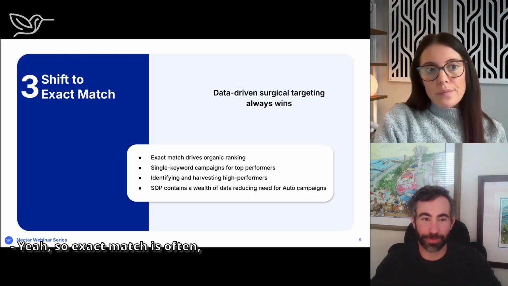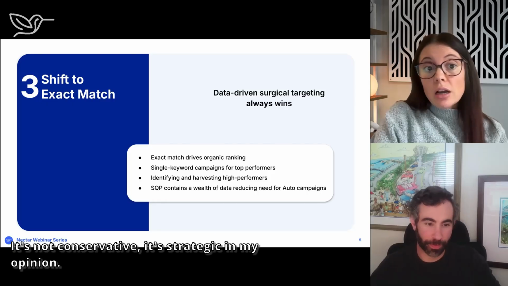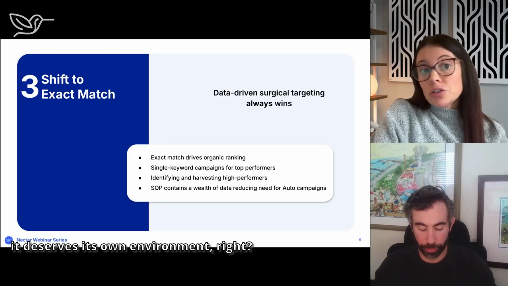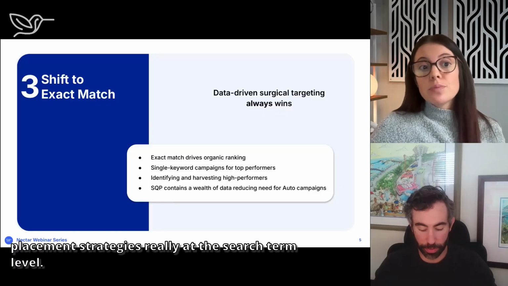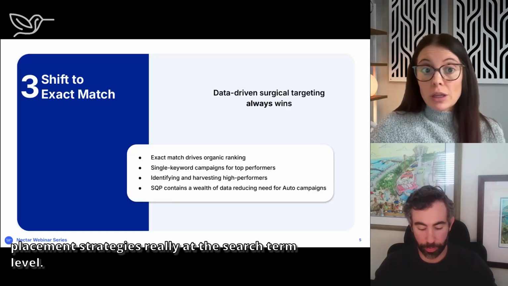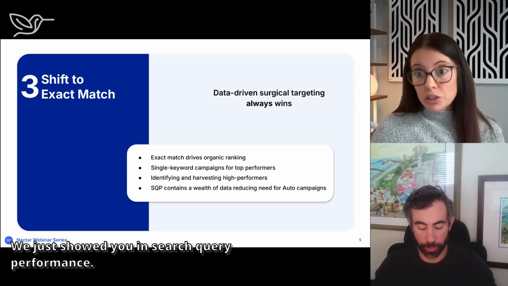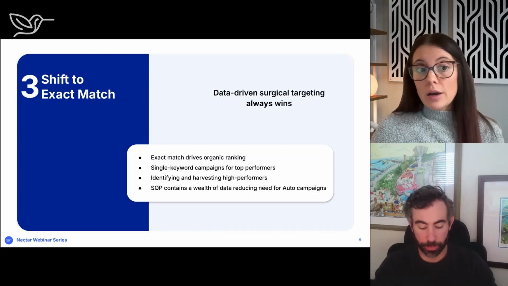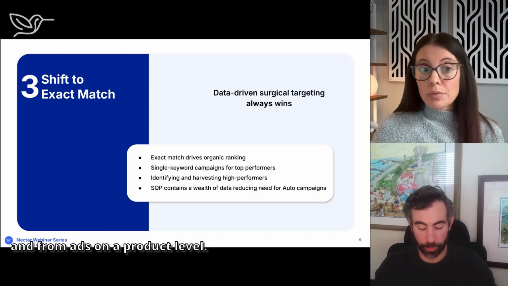Yeah, so exact match is often misunderstood. It's not conservative, it's strategic in my opinion. Once a search term has really proven that it can drive conversions, it deserves its own environment, right? That gives us full control over bids, budgets, placement strategies, really at the search term level. We know what the top terms in each category are. We just showed you in search query performance. We have all of the historical data to see where you've converted, both organically and from ads on a product level.